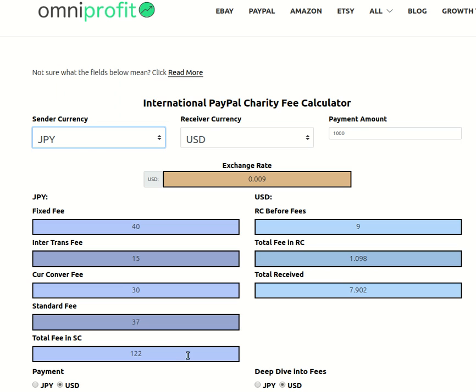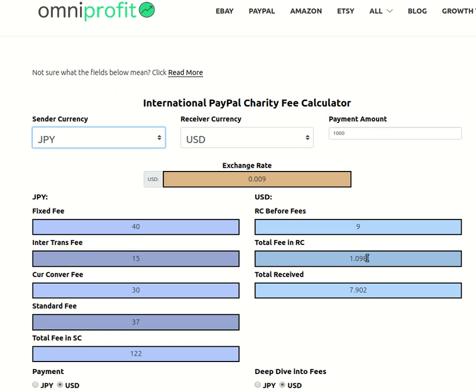And so this bottom row here is the total fees in Japanese yen. It's just the top 4 rows added together. Now, as I was talking about earlier, the receiver currency before fees. This is the amount that would be donated to the charity if there were no PayPal fees. That's the payment amount times the exchange rate, and that's how you get 9 USD.